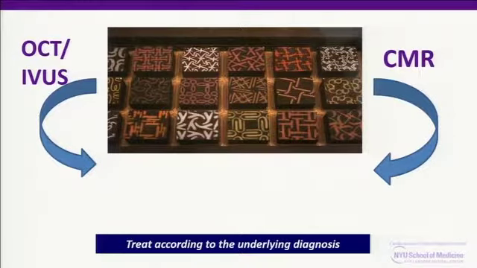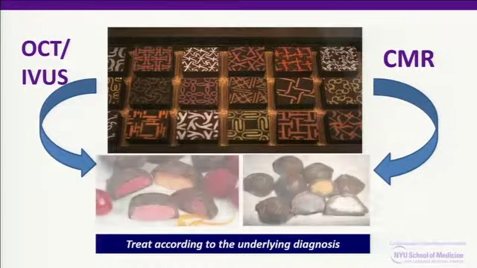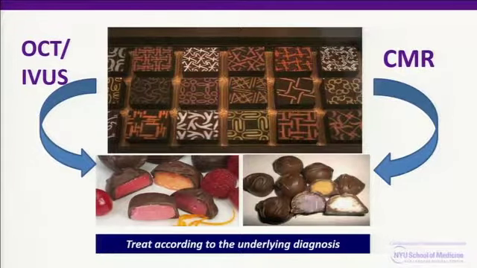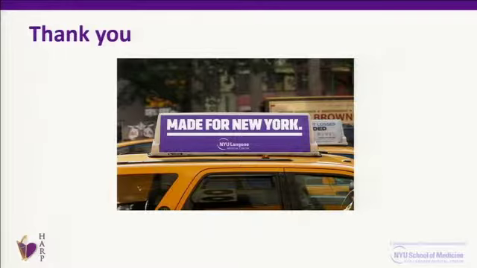So I think of these patients a lot like a box of chocolates. They might look the same on the outside, but you know they're different on the inside, and you care about which one you pick up. And I think that intracoronary imaging and MRI are going to be the right way to pick out which patients have which problem and treat them according to the underlying diagnosis. So thank you very much for your attention.